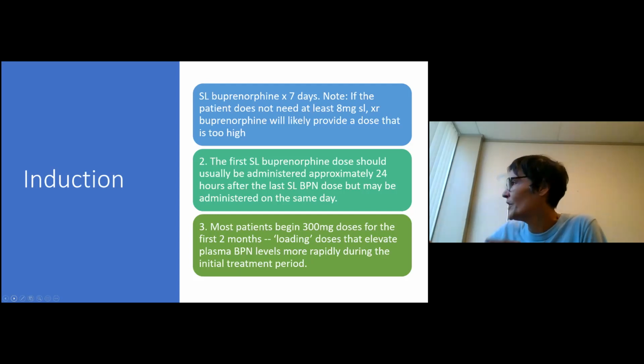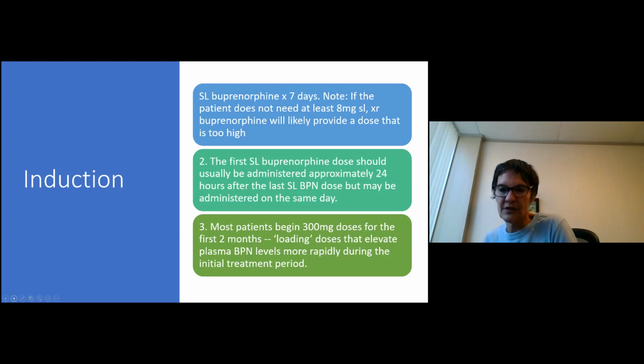The first bupe dose, I wrote this wrong, but basically the Sublocade should be administered about 24 hours after the last sublingual dose. It's fine if it's not. If it's a closer interval, that's fine, but it's recommended about 24 hours after the last dose. So if you have a patient who took their sublingual bupe that morning and they come into clinic that afternoon, it's okay to give them the Sublocade.